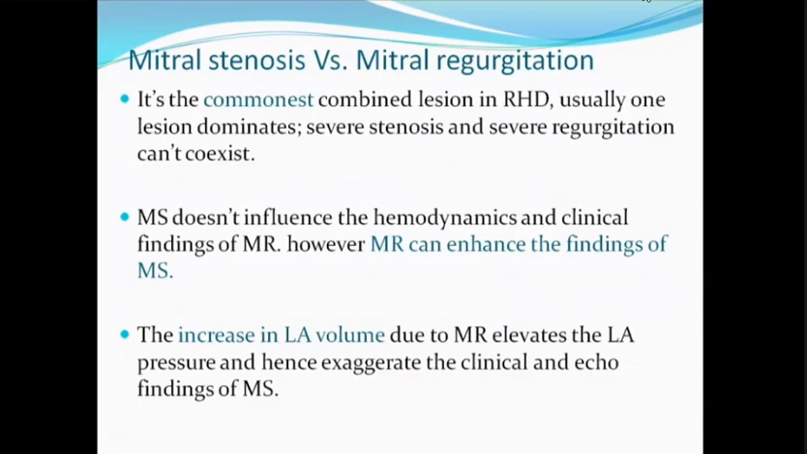Fifth lesion is mitral stenosis versus mitral regurgitation. So if a patient presents with both MS plus MR, then how to decide which lesion is more severe, MS or mitral regurgitation? Mitral regurgitation plus mitral stenosis is the commonest combined lesion in rheumatic heart disease patients, and usually one lesion dominates. Severe stenosis and severe regurgitation cannot coexist. So because of that, we have to decide which lesion is more predominant.